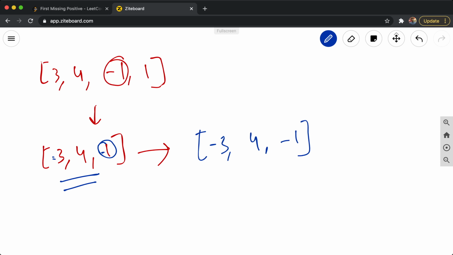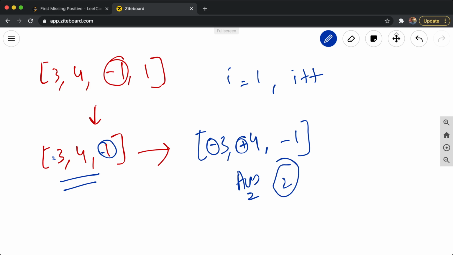You will use the previous technique, that is start I from 1 and keep on doing I plus plus. We see that 1 is present because the position is negative. Now sign is more important to us, so we'll check the sign and it's negative, so 1 is present. We check 2, 2 is positive, so the answer is 2. That means 2 is not present in the array. So we'll use this method to find out what is the first missing positive number.